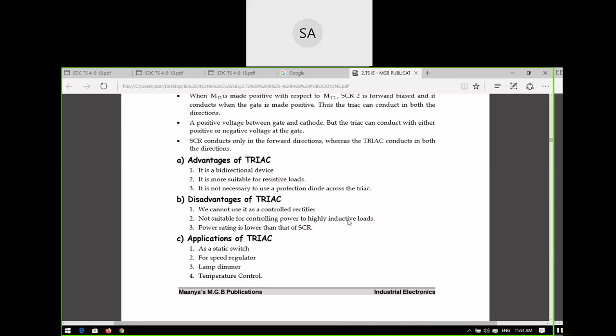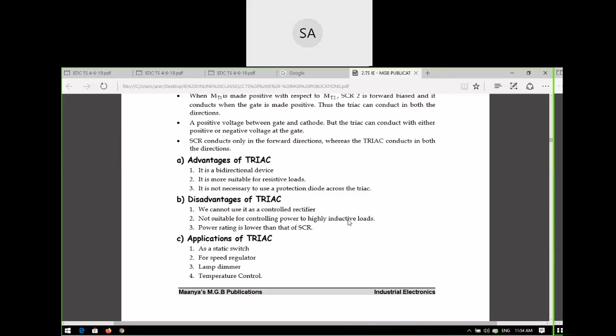Is it clear? So 3 to 4 disadvantages and 3 advantages are there for a TRIAC. The major advantages are that it is used for resistive loads, it is used as a protection circuit, and it is a bidirectional device. The DIAC is also a bidirectional device. The major disadvantages are that it should not be used as a controlled rectifier, and there is a problem with inductive loads.